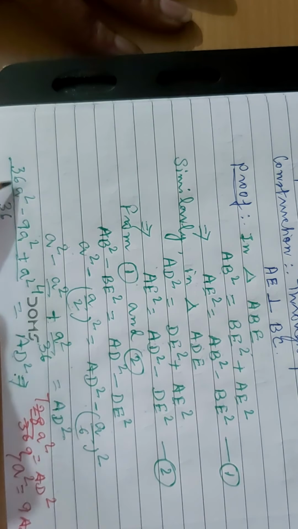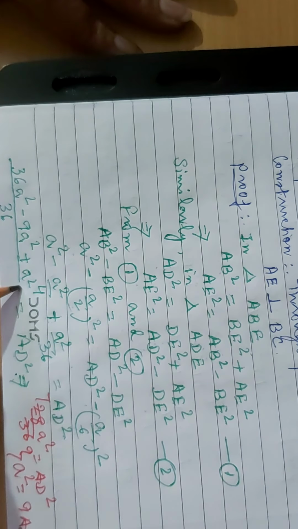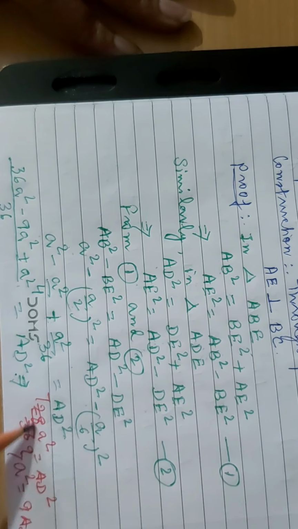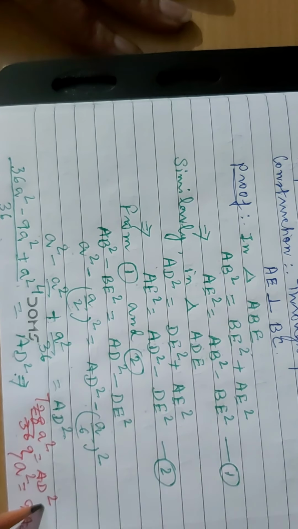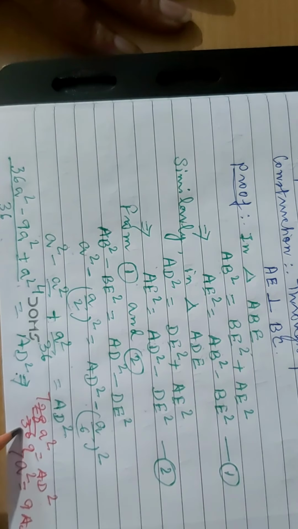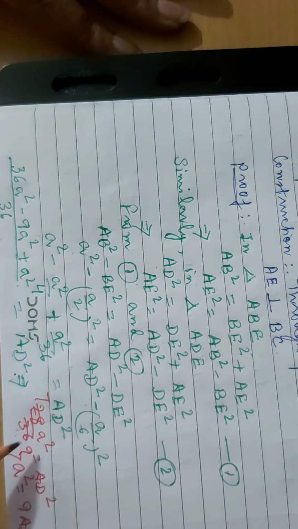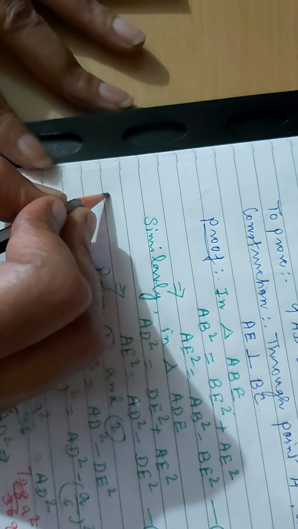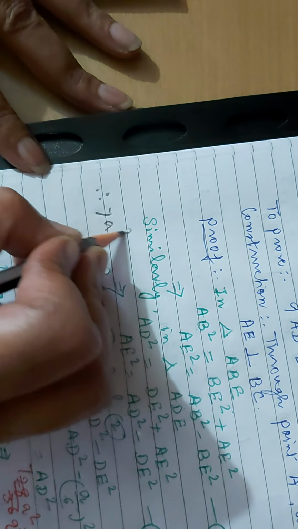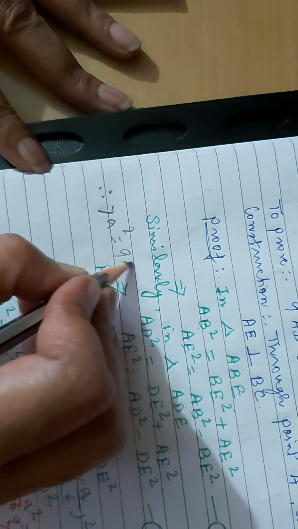If you simplify 36A square minus 9A square plus A square, you will get 28A square. This divided by 36 is equal to AD square. This 28 and 36 you cancel, this will be 7 and this will be 9. So 7A square is equal to 9AD square.